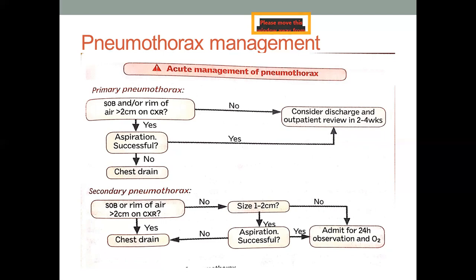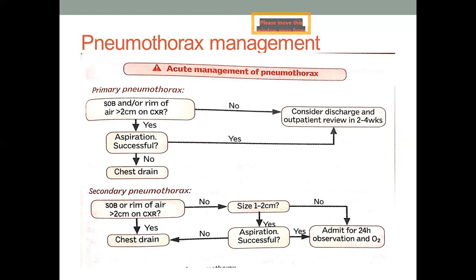And if the patient has difficulty in breathing and the rim of air is more than 2 centimeter, then aspiration is indicated. We do aspiration for pneumothorax at the mid-clavicular line, second intercostal space, because this is the safest area.